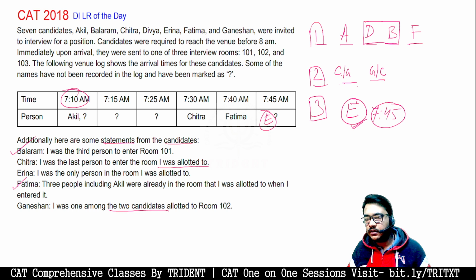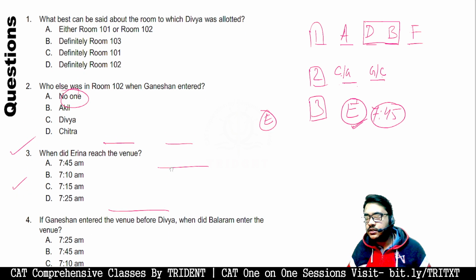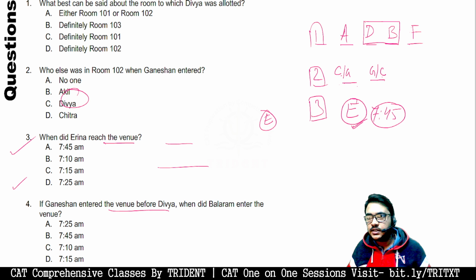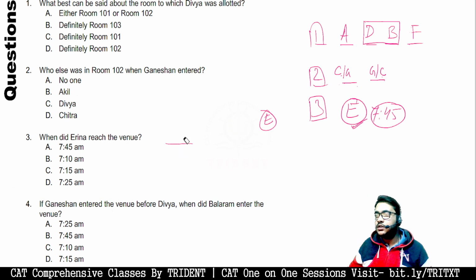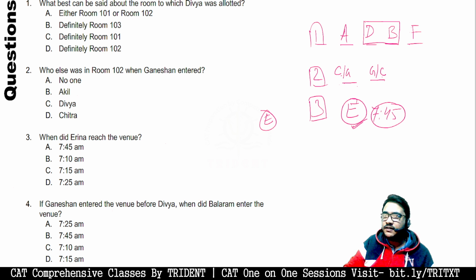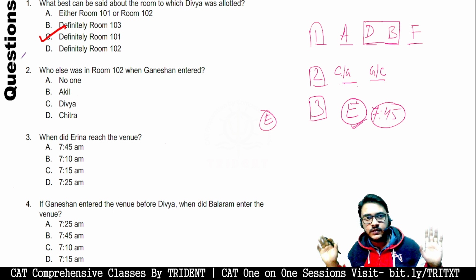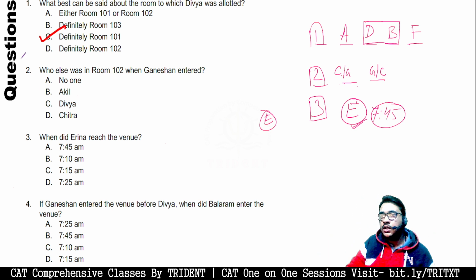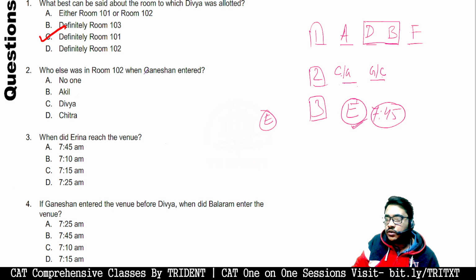Let's see if we can answer some of the questions or not with this much information in our hand. All right, let's look into the first question. The first question says, what best can be said about the room to which Divya was allotted? Definitely this one. So this is definite. I can very well say that she was allotted to room 101. Okay, nailed it.